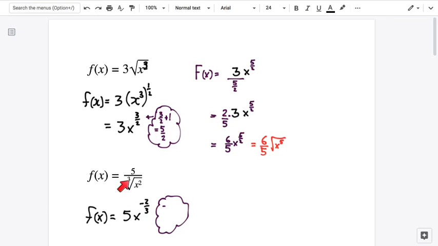So remember, the root makes the denominator of a fraction power. Negative means we are in the reciprocal mode, or we're in the denominator to begin with, and the 2 represents the original power.